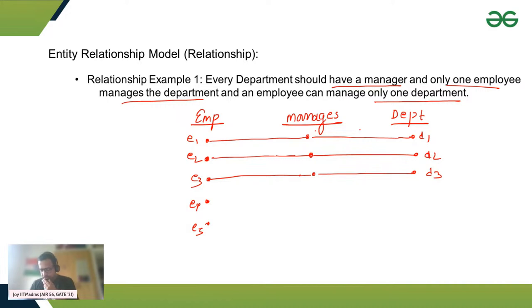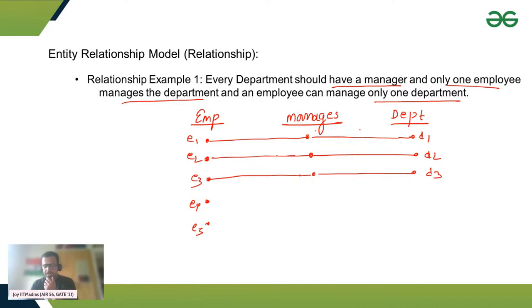So I got a question, that is, who is managing the department? A department is managed by an employee, and only one employee. But that doesn't mean that all the employees are managers. There can be certain employees who are not managers, but every department should be associated with exactly one employee who is managing the department.